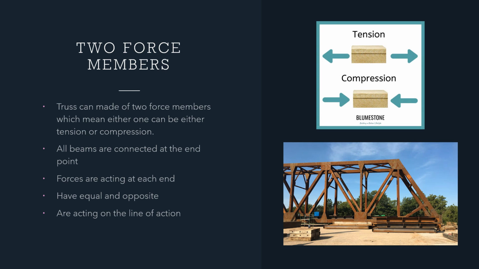Two force members. Trusses can be made up of two force members, which means they can be in either tension or compression. If you look at the first picture, tension, you can see that the forces are moving away, while compression means that they're moving towards it. As for the second picture, you can see that all the beams are connected at their endpoints, which is here and here. That just means that the forces are acting at each end, equal and opposite. If you draw an X and Y plane, you can see that they're acting along the line of action as well.